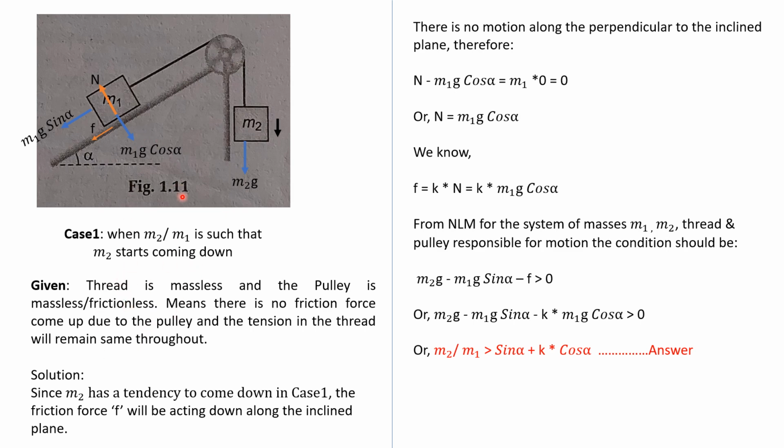So let us write the equation for case 1, when m2 has a tendency to come down. First of all, there is no motion perpendicular to the inclined plane. It means N minus m1g cos alpha equals m1 into 0, as there is no acceleration in the perpendicular direction. So N will be equal to m1g cos alpha. Now we know that friction force F is equal to k into N, so k m1g cos alpha.